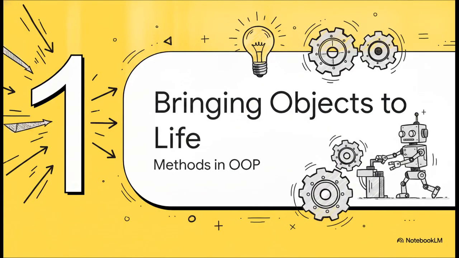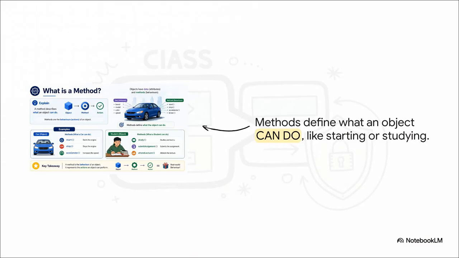Section 1. Bringing objects to life. It's really crucial to separate data from behavior. Objects hold data, sure, like a car's brand or color. But methods? Methods are the crucial verbs. They define what an object can actually do. For a car, the methods are things like start, stop, or accelerate. For a student, it might be study or submit assignment. Methods are the active services that the object provides to the entire system.